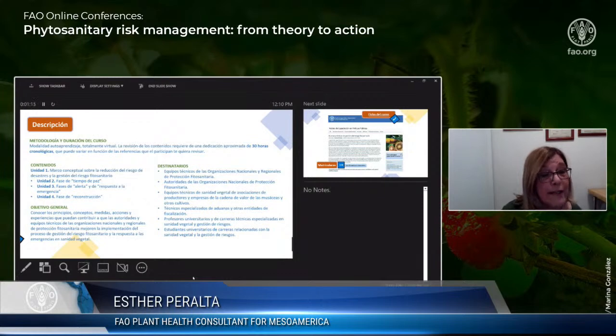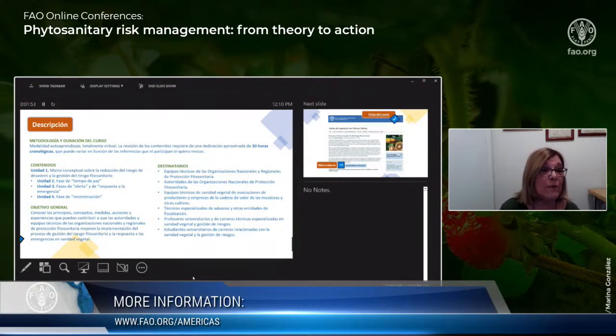So the course consists of four units. The first addresses the conceptual framework related to disaster risk reduction and phytosanitary risk management. The second unit addresses the peacetime phase. And then the third unit is related to emergency response and preparedness or alert phase, finalizing with the fourth unit, which is the reconstruction phase.